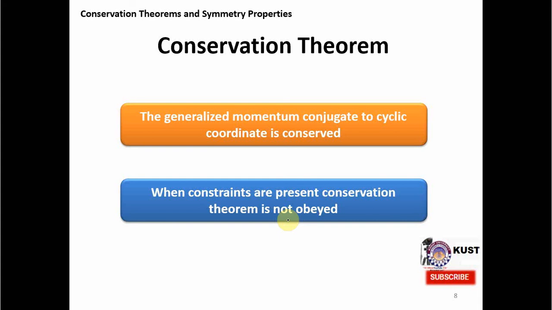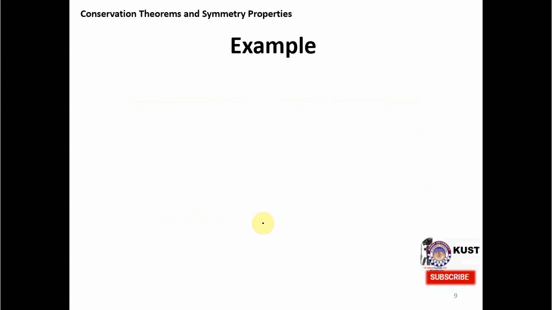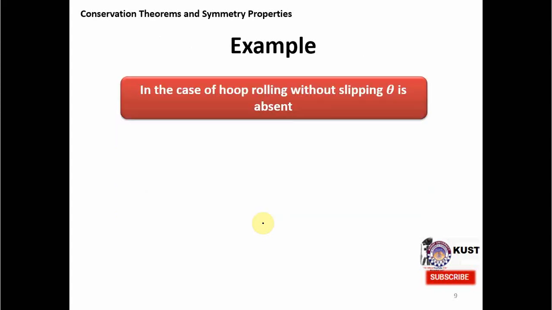Why? Because there are constraints, the coordinates are not independent. Remember that when we go to the generalized coordinates, the use of generalized coordinates ensures that all the coordinates are independent. There are no constraints present. This is one of the reasons we go to the generalized coordinates, that we want to avoid constraints, or one of the methods to solve the constraints is to go to the generalized coordinates. But the problem is, when constraints are present, the conservation theorem is not obeyed. And let me explain it with the help of an example. In the case of a hoop rolling without slipping, theta is absent.